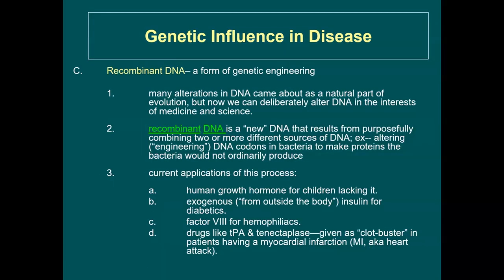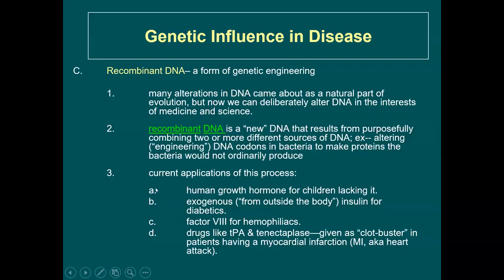Now we're going to move on to our last topic of the genetic disorder, and that's recombinant DNA. This is a type of genetic engineering. It is huge right now, and I'm going to talk about it for about 1 minute. So we're going to barely scratch the surface. So what is it? Recombinant DNA is a new DNA that results from scientists purposely combining 2 or more different sources of DNA. In other words, they're engineering or altering the DNA in bacteria so that these bacteria will make proteins that the bacteria would not ordinarily produce.